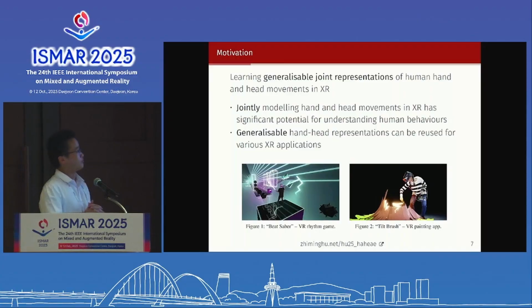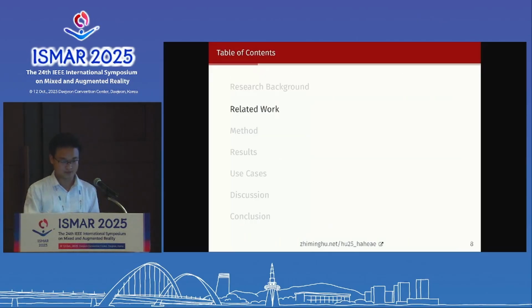So what is our motivation? First of all, we try to jointly model human hand and head movements in XR because they are important for understanding human behaviors. Secondly, we want to have a generalizable hand-head representation, which means a representation that could be used for many other use cases. Okay, let's go to the related work.